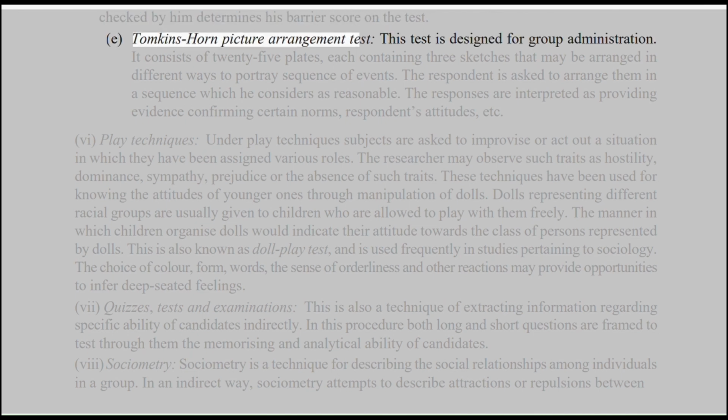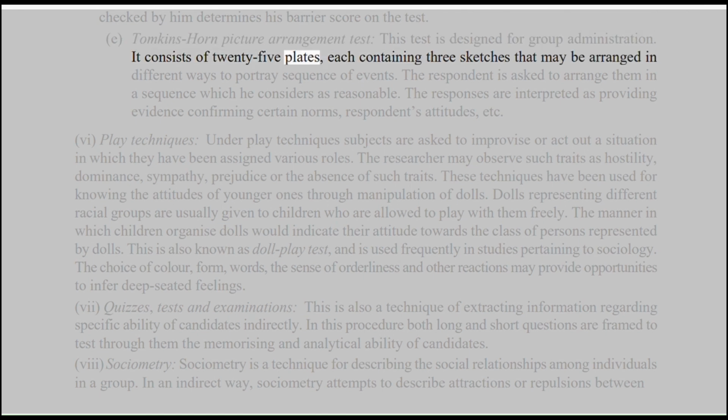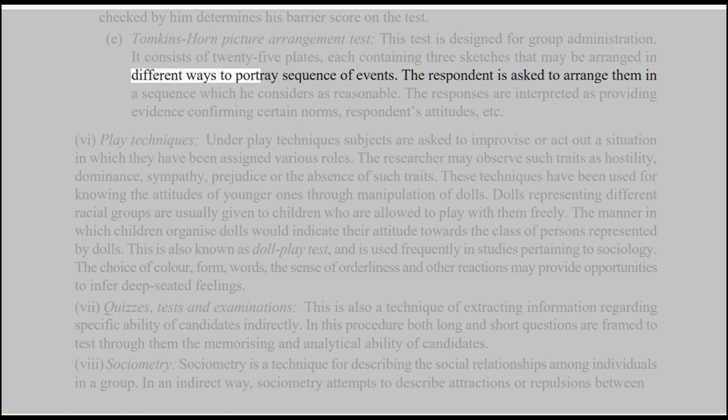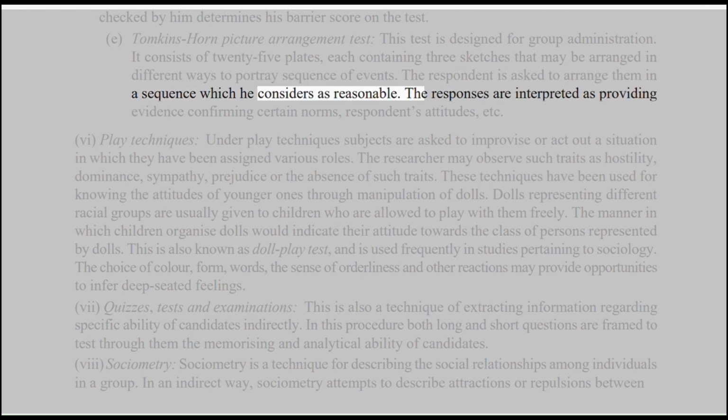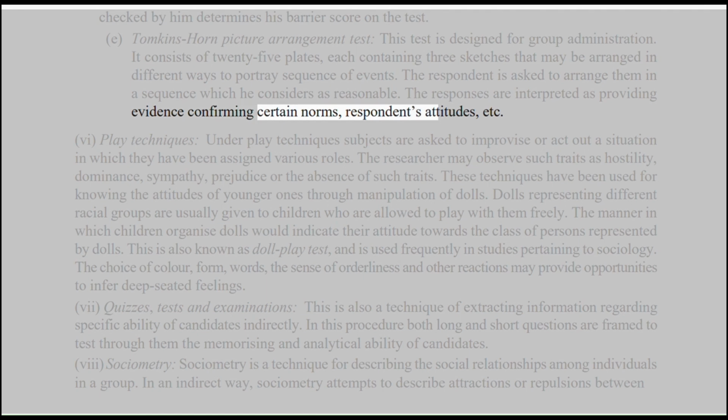E. Tomkins-Horn Picture Arrangement Test. This test is designed for group administration. It consists of 25 plates, each containing 3 sketches that may be arranged in different ways to portray a sequence of events. The respondent is asked to arrange them in a sequence which he considers as reasonable. The responses are interpreted as providing evidence confirming certain norms, respondents' attitudes, etc.